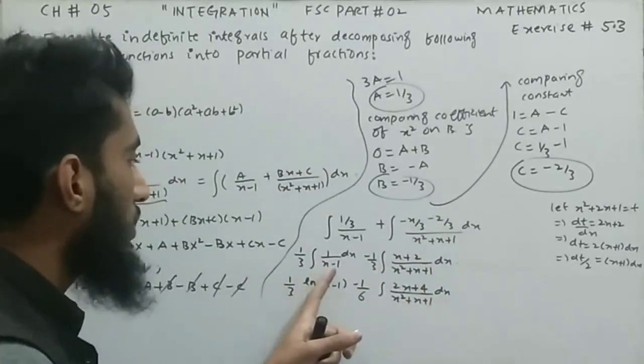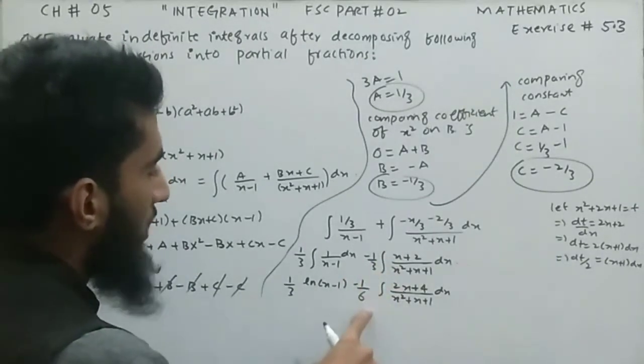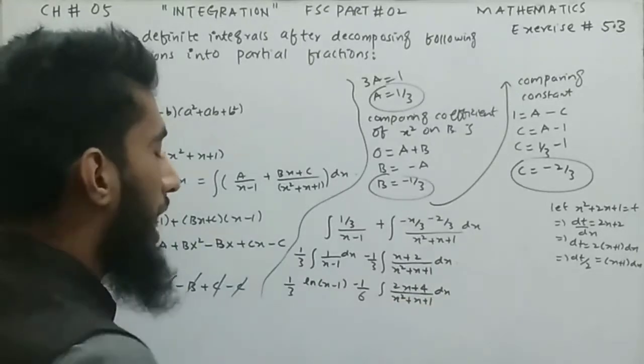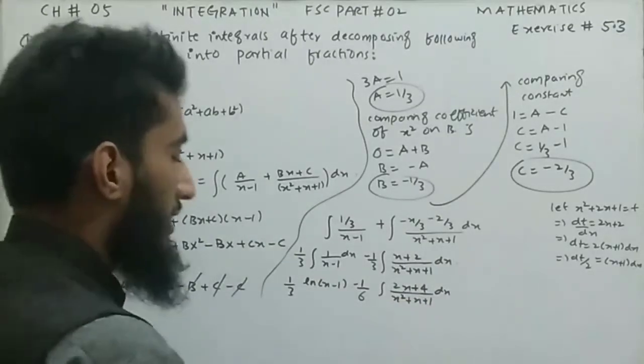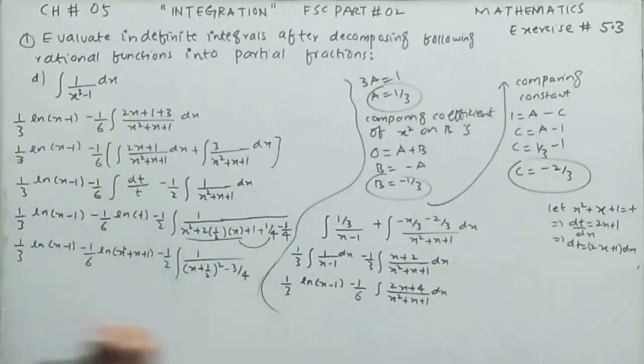After this, the integral of 1 over x minus 1 is ln of x minus 1. Multiplying and dividing with 2, it becomes minus 1 by 6 multiplying 2, so 2x plus 4 over x square plus x plus 1. Now after this I will solve this further.